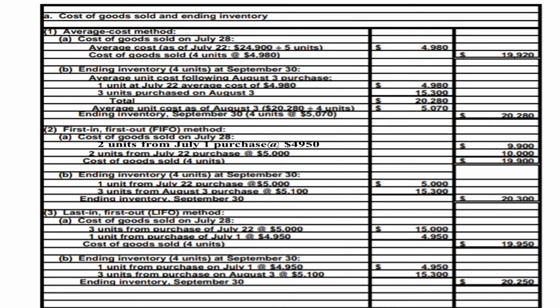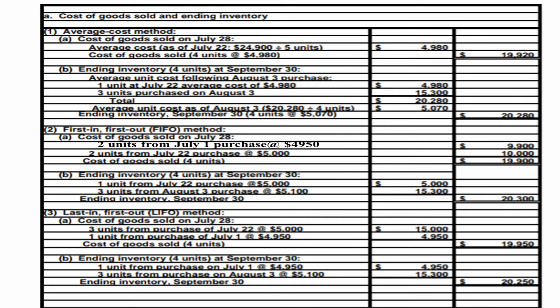Lastly, we have last in first out method. Cost of goods sold on July 22nd. So we have taken 3 units from the purchase of July 22nd. In this, you should note that we haven't taken August 3rd purchase, because August 3rd purchase is done after the sale of these units. Therefore, in this case, we have taken the last units from July 22nd. So 3 units from purchase of July 22nd at a cost of 5,000, and 1 unit from the purchase of July 1st, that is 4,950. The total cost is 19,950. This is the cost of goods sold value.